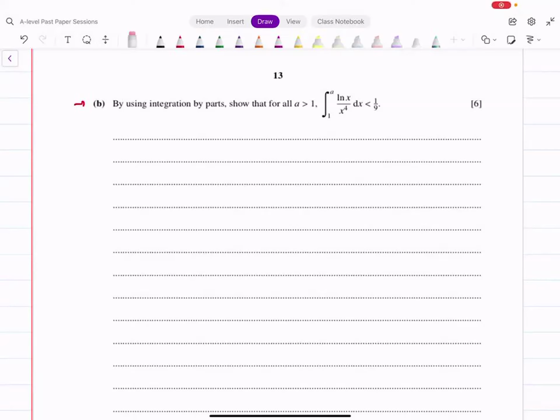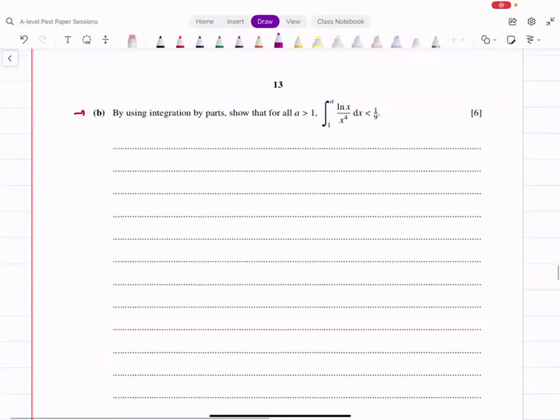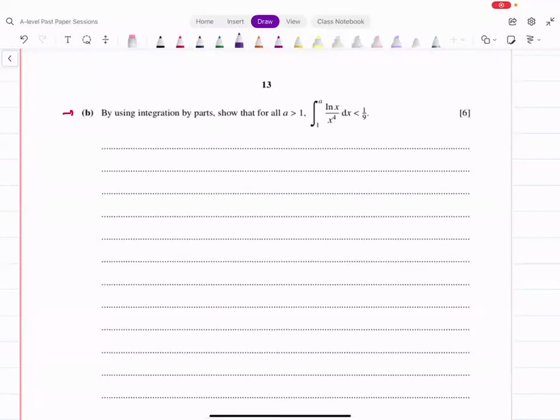इसको पहले आप इसको product form में लिखते हैं. How do you write this in product form? It's going to be ln x multiplied by x raised to power minus 4 dx.